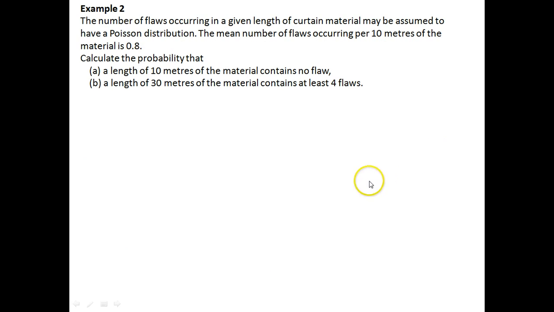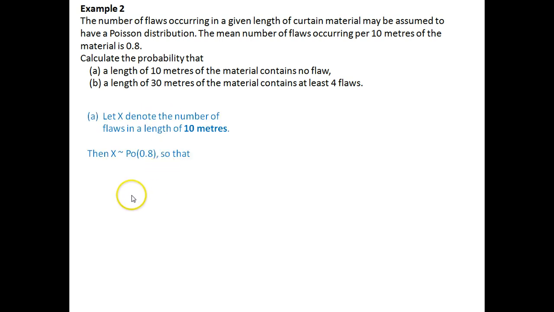Another example. The number of flaws occurring in a given length of material may be assumed to have a Poisson distribution. The mean number of flaws occurring per 10 meters of the material is 0.8. The mean is going to be the parameter, so we can take our lambda to be 0.8 in every 10 meters of material. Calculate the probability that a length of 10 meters will contain no flaws.